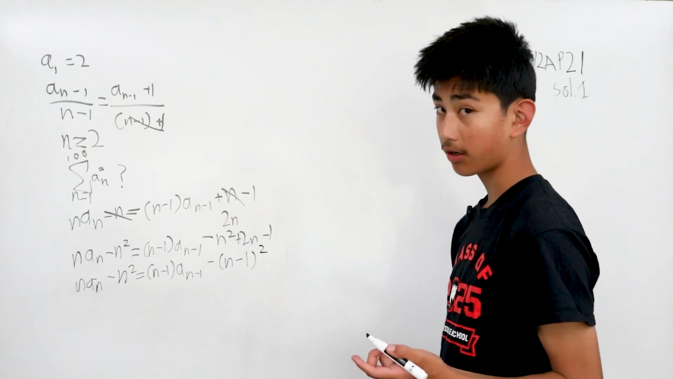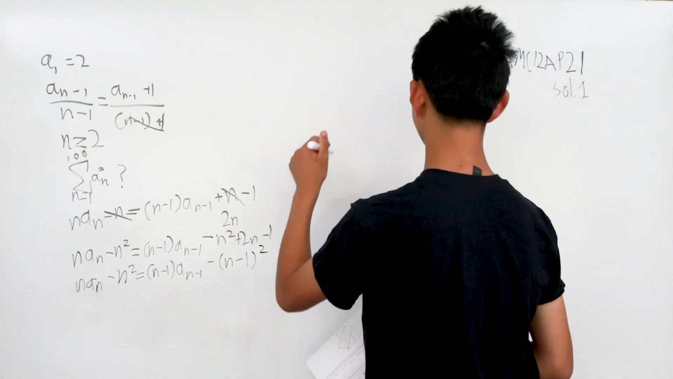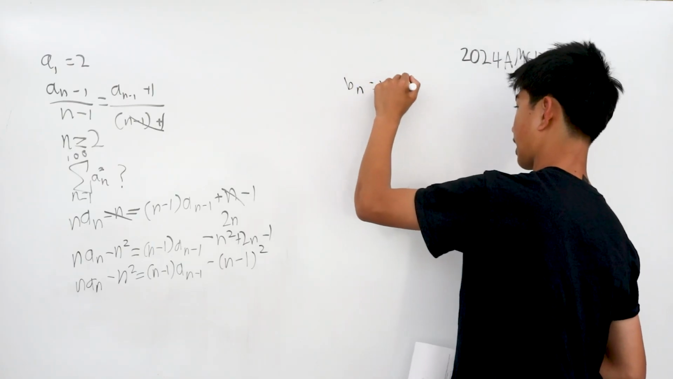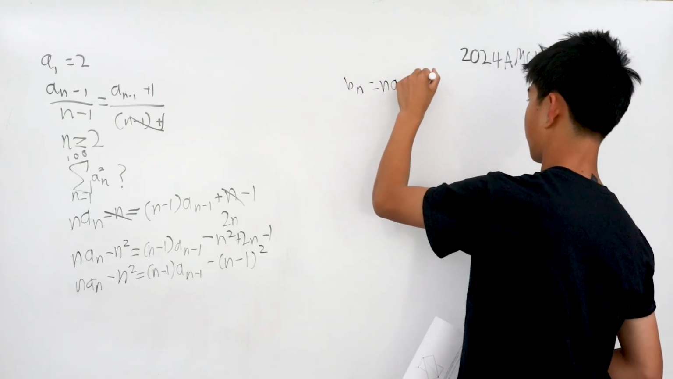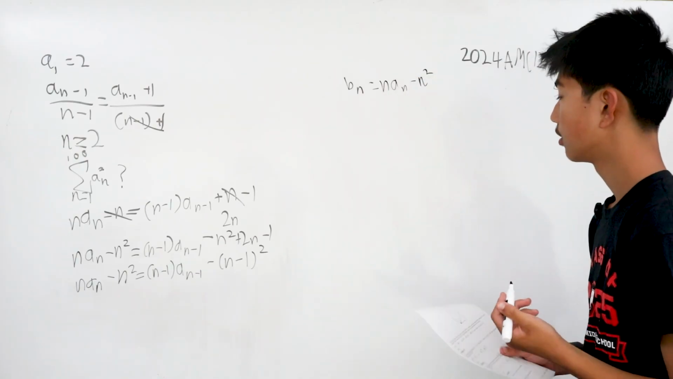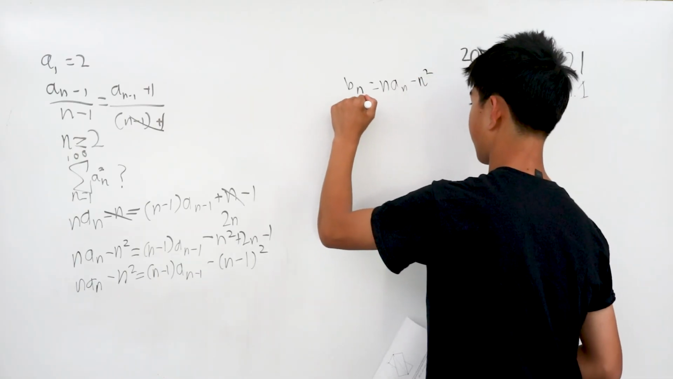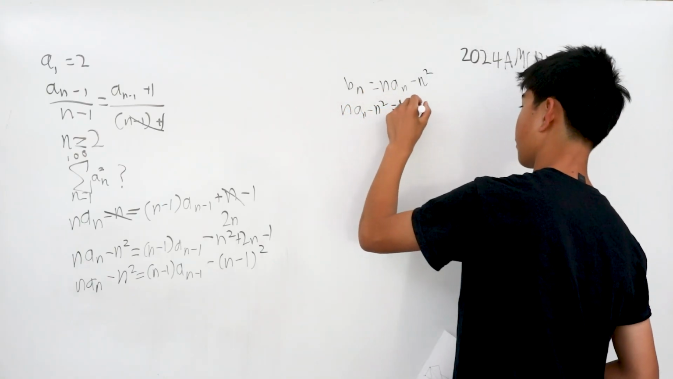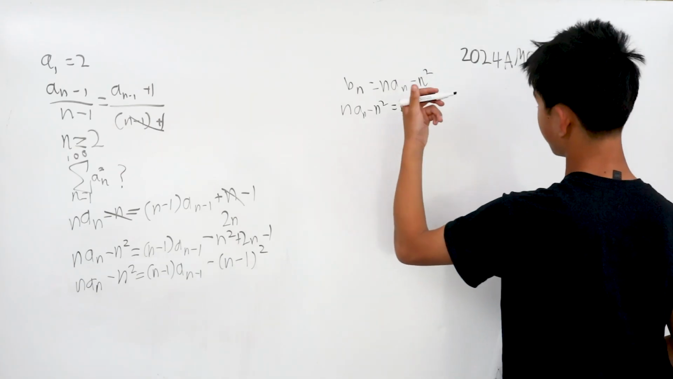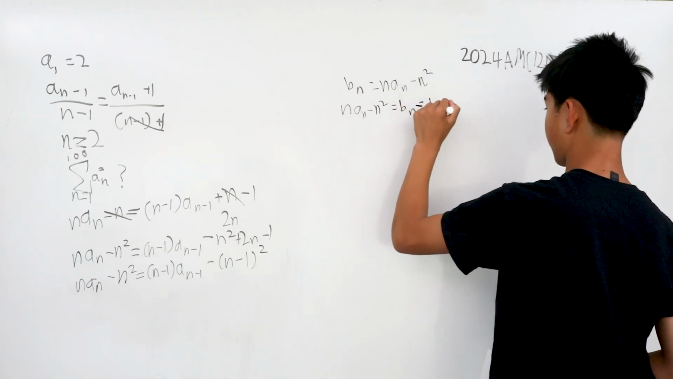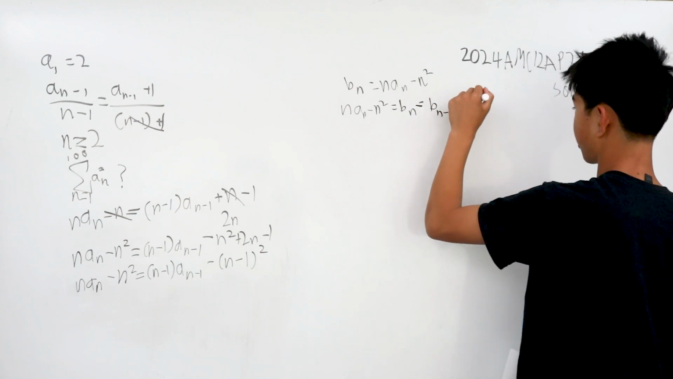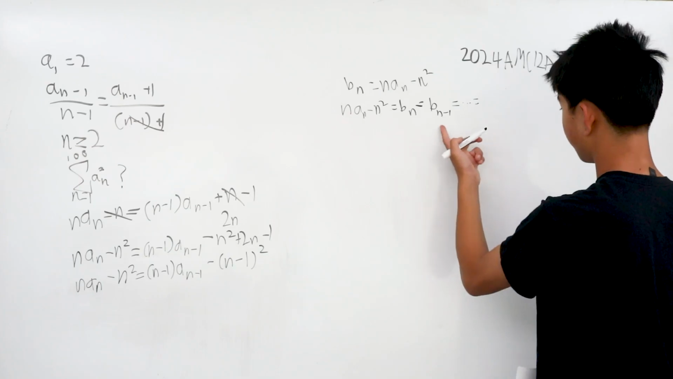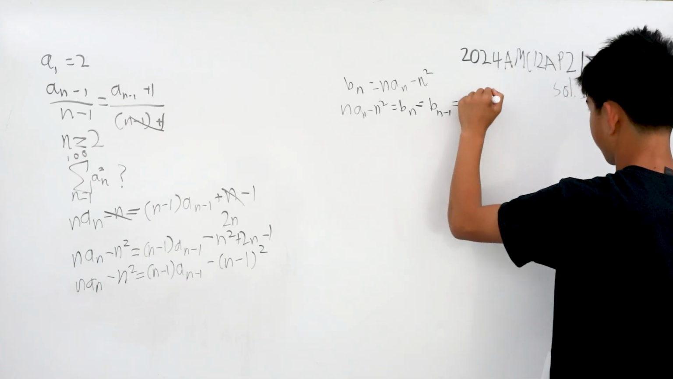So what we can do now is we set value b sub n to be n a sub n minus n squared. So we know that this value n a n minus n squared is equal to b sub n, which is also equal to b sub n minus 1, and all the way until you subtract 1 from every integer, until you subtract all the ones from n until it's just b sub 1.